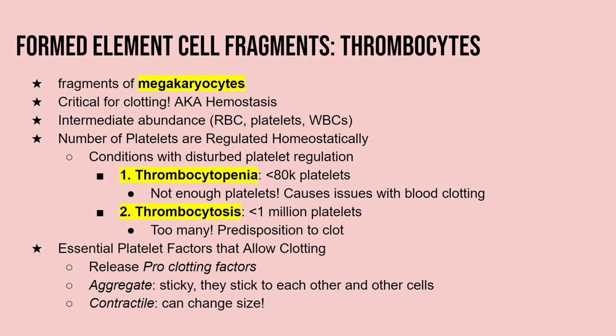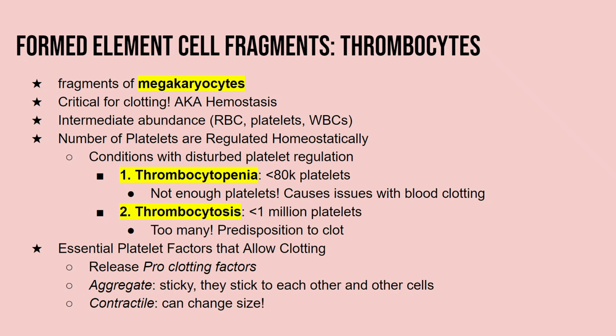The number of platelets are regulated homeostatically. So then there are these two conditions where you have disturbed platelet regulation. You have thrombocytopenia, which is when you have less than 80,000 platelets. So you don't have enough. And so if platelets do blood clotting, you are going to have issues with blood clotting. You're probably going to lose a lot of blood if you get a cut or something. Then you have thrombocytosis, which is more than 1 million platelets, and you have too many, so you get too many blood clots.